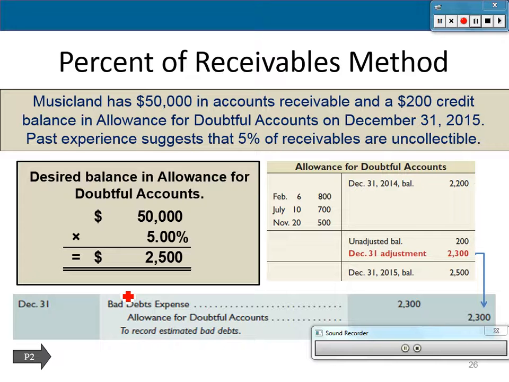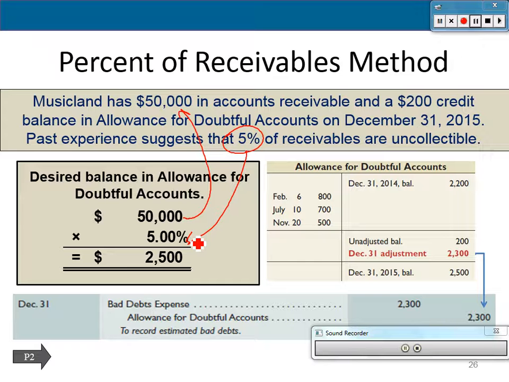Musicland has $50,000 in accounts receivable and a $200 credit balance in allowance for doubtful on December 31st. Past experience suggests that 5% of receivables are uncollectible. So in order for us to get the percent of receivables, we take the amount of receivables and multiply it by the percent of uncollectible, which in this case is 5%, to give us 2,500.